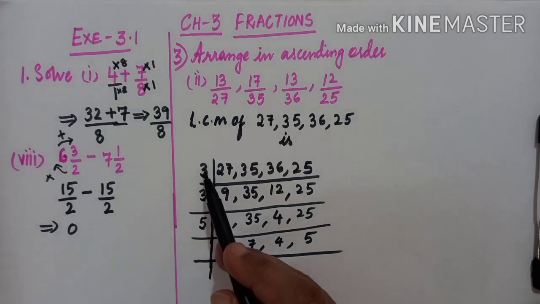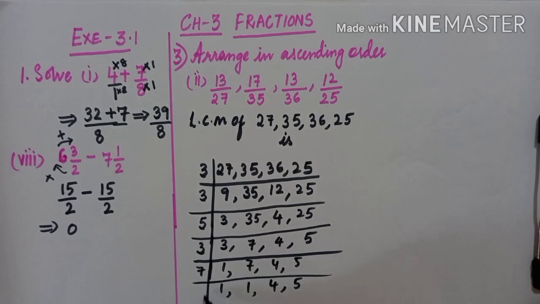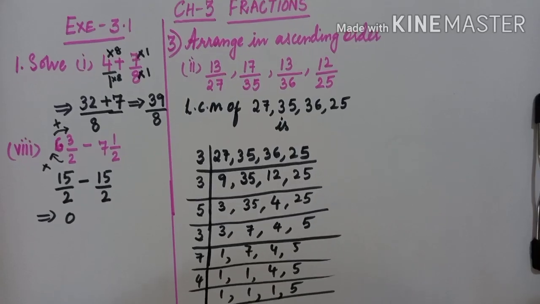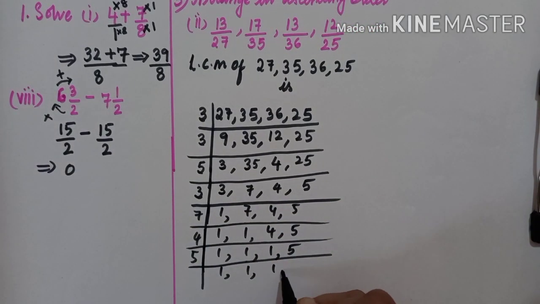So 3 into 3 into 5 into 3 into 7 into 4 into 5. You just have to multiply all this, or else in the 3 table you can take 3 ones are 3, 7, 4, 5 as it is. Then 7 ones are 7, 4, 5 as it is. Then 4 ones are 4, 5 as it is. Then finally 5 ones are 5. So here, what did you get?